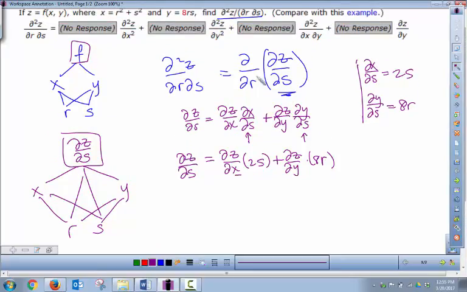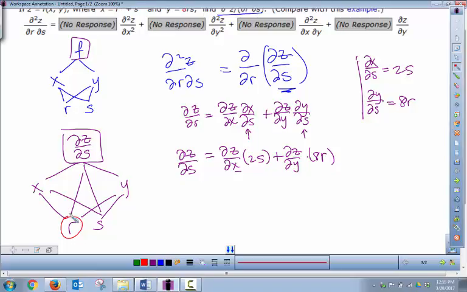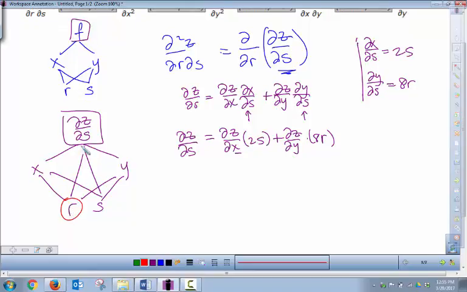We do want the derivative of this thing with respect to r, so eventually this is what we want. It looks like we have several paths to get there. Wait, do we want to do it this way?